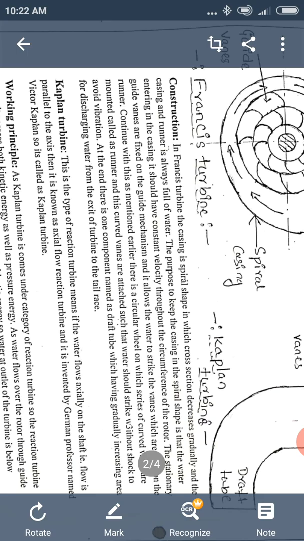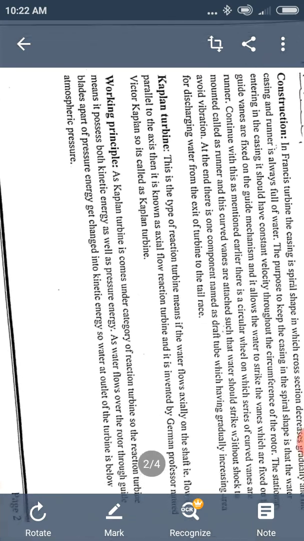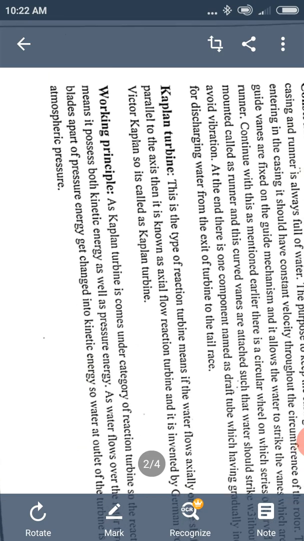Then the third turbine, that is the Kaplan turbine. This type of turbine is a reaction turbine. If the water flows axially, parallel to the axis of the shaft, then it is known as an axial flow reaction turbine, and it was invented by the German professor Victor Kaplan, and so it's called the Kaplan turbine. That is the working principle, as the Kaplan turbine comes under the category of reaction turbine.